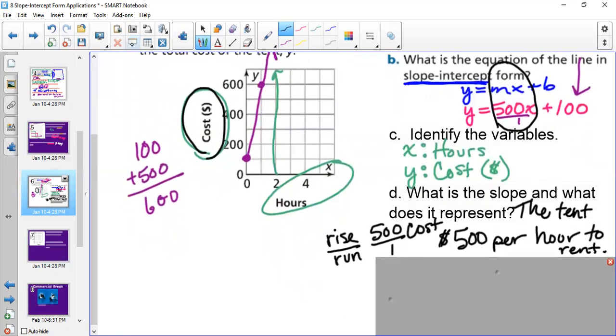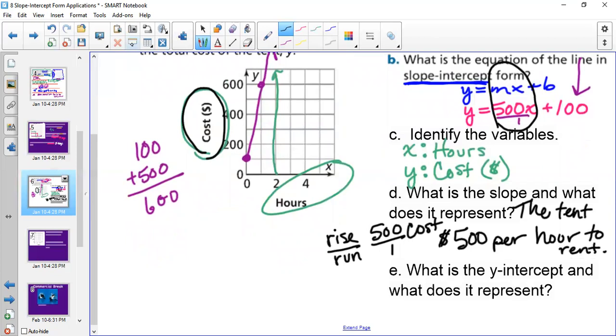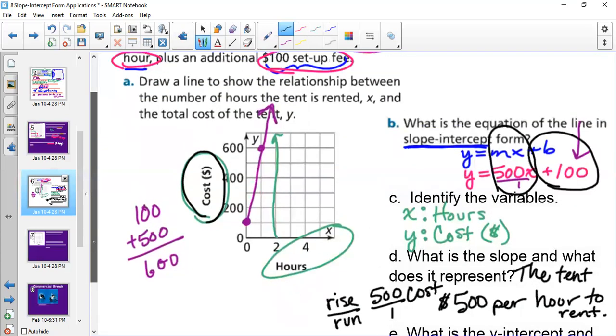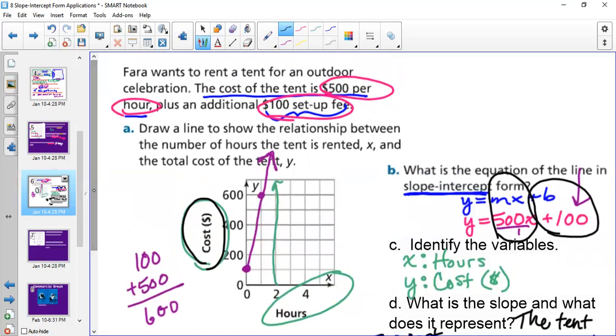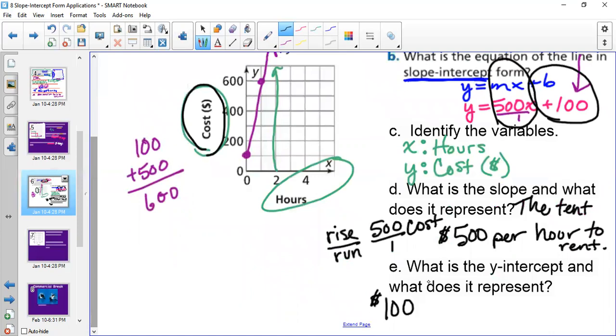All right, last question here. What is the y-intercept and what does it represent? Well, y-intercept is our b. That was $100. And a lot of times if you're given a situation, you go back to your situation and see what it says. $100 is the setup fee. It says it right there. So $100 is the setup fee.